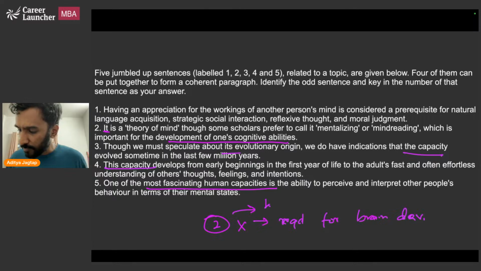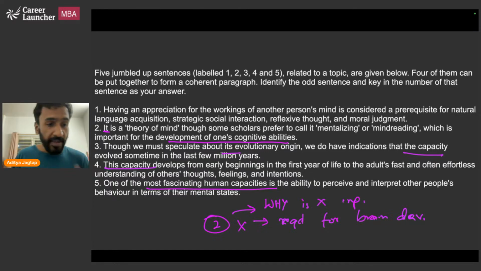Sentence 2 is trying to answer why X is important. We don't know if X here refers to this capacity or not, because X, which I'm talking about as X, is also being referred to as theory of the mind. So we don't know if theory of the mind is the same as the human capacity. So 2 already looks like a problematic sentence.